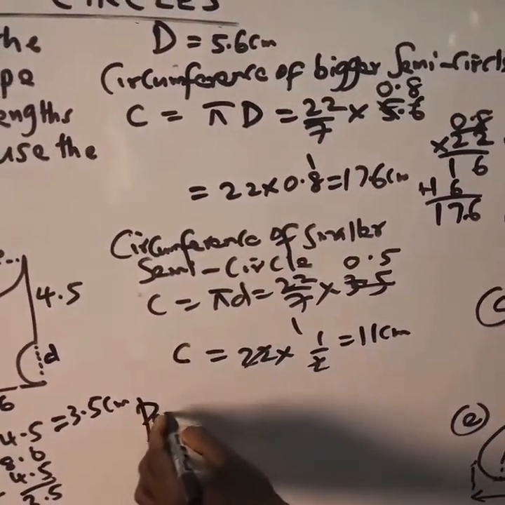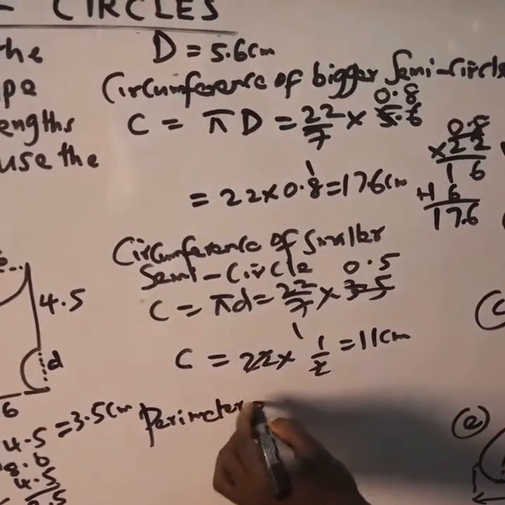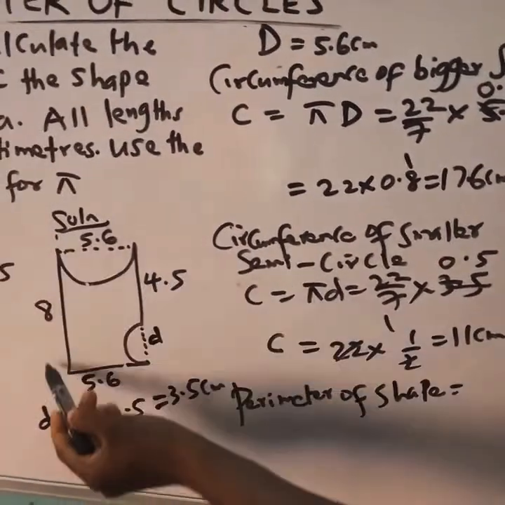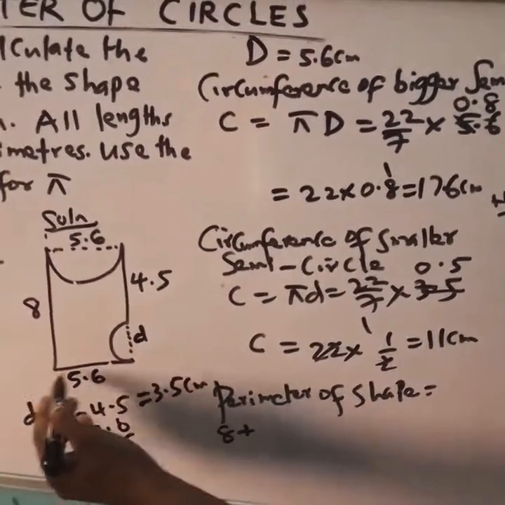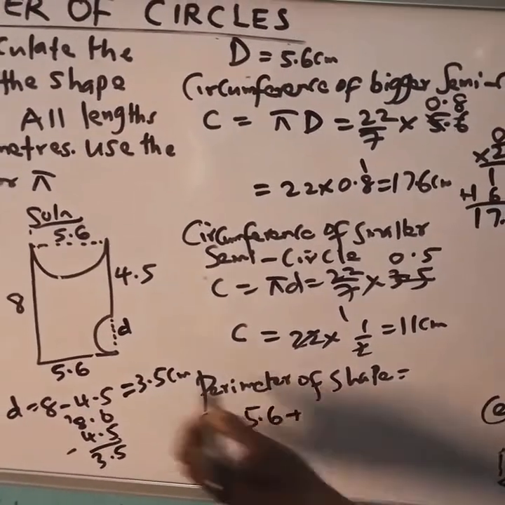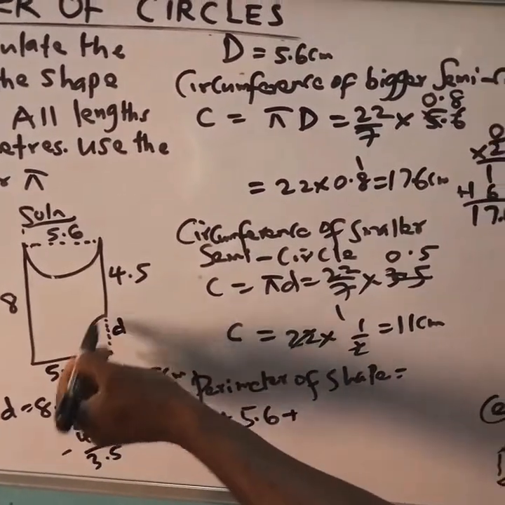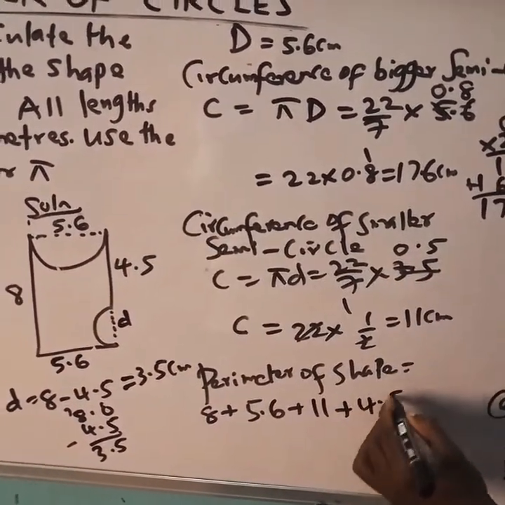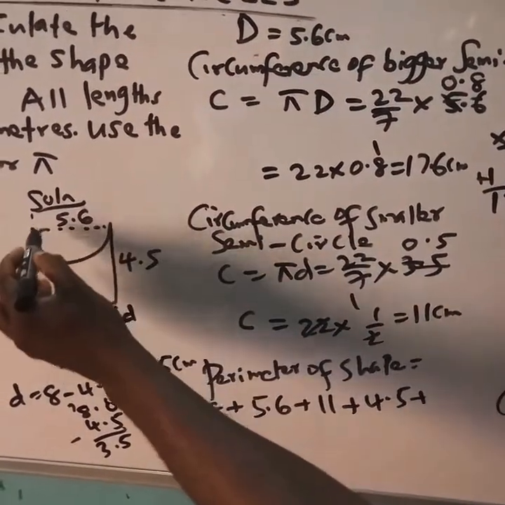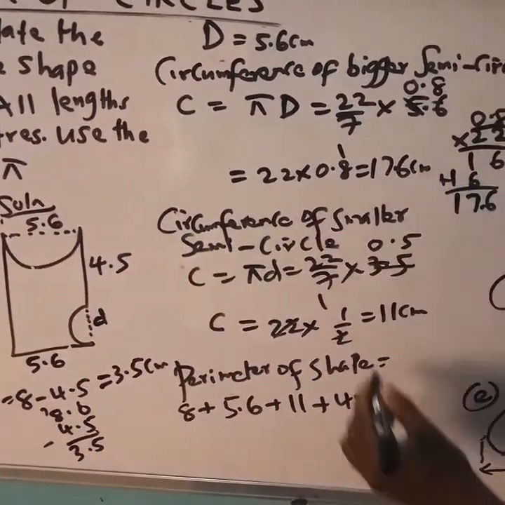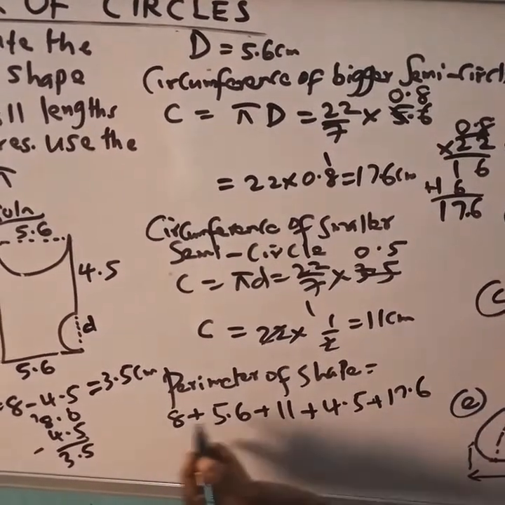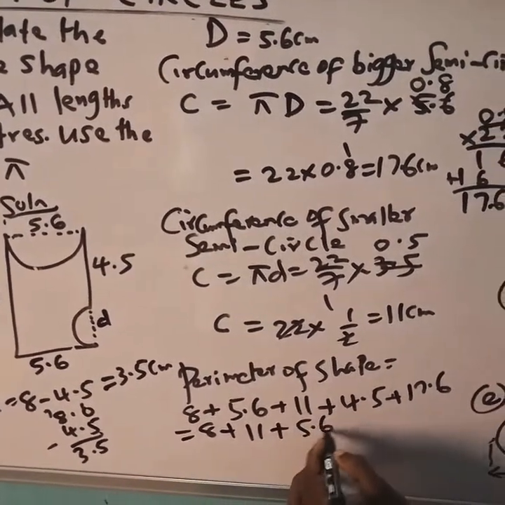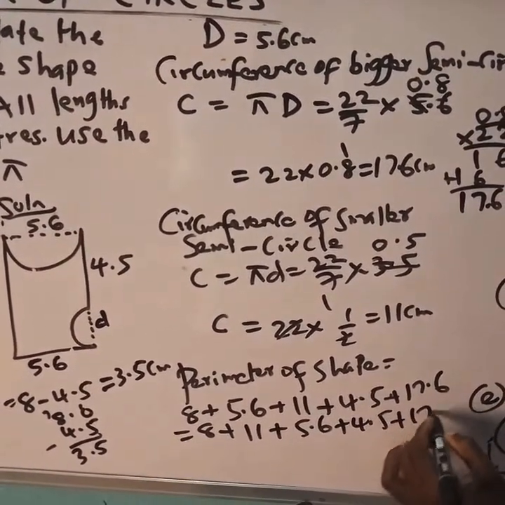Now the perimeter of the shape. Now distance around the shape, so that'll be 8 plus 5.6 plus this semicircle, this perimeter, this length, that is 11, plus 4.5 plus this length, and that is the big semicircle, which is 17.6. So 8 plus 11 plus 5.6 plus 4.5 plus 17.6.